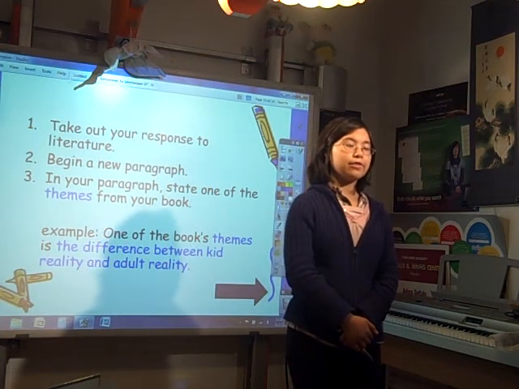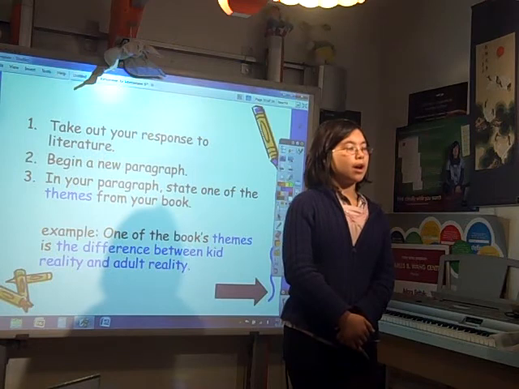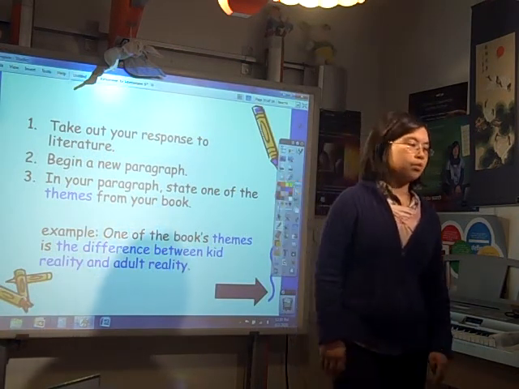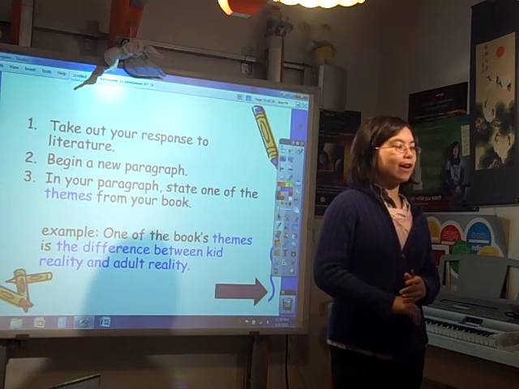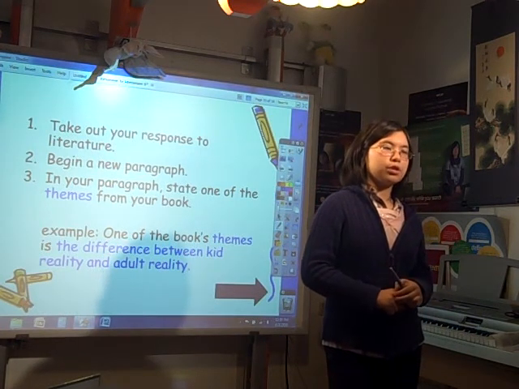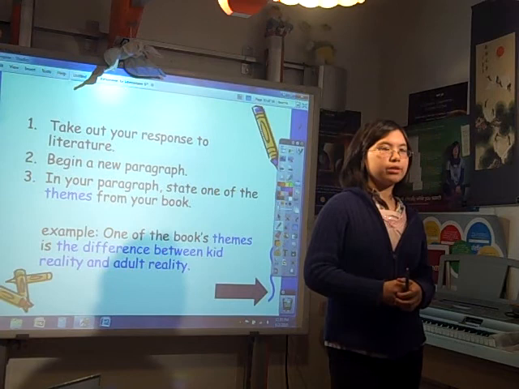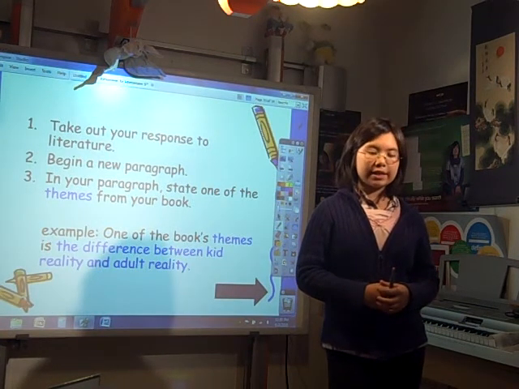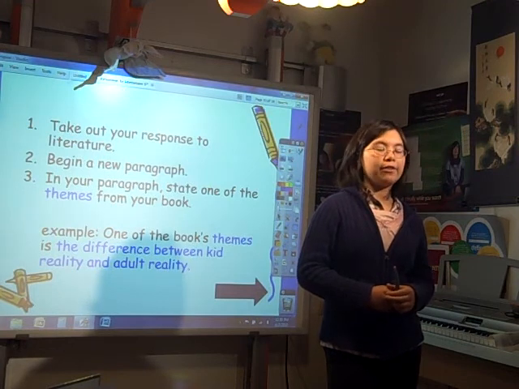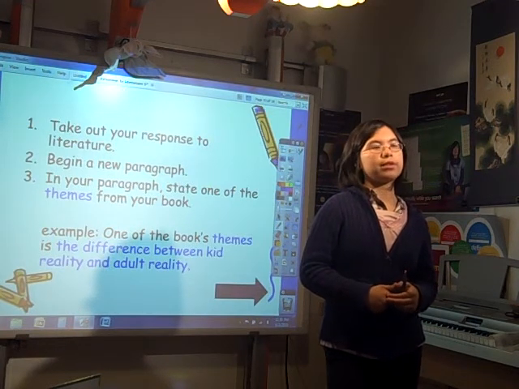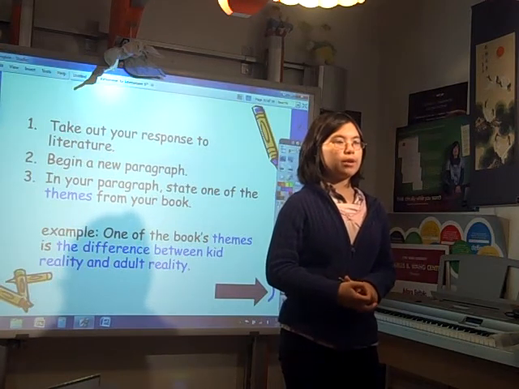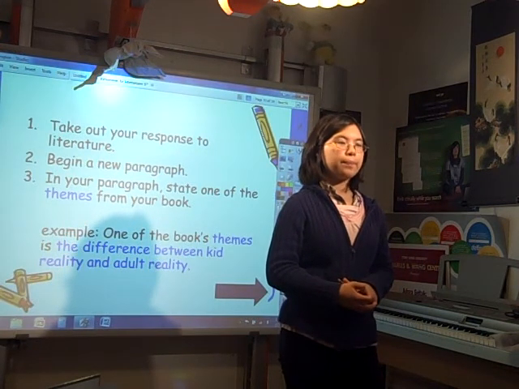Very nice. Thank you very much. Okay, so now, if you have not already, you would want to add your paragraph about theme to your response to literature. So you begin a new paragraph, state one of the themes from the book, give an example to support the theme, and finally explain what's so great about the theme, what's special and meaningful about it. But that's all the time we have. Are there any quick questions I can answer before I go?